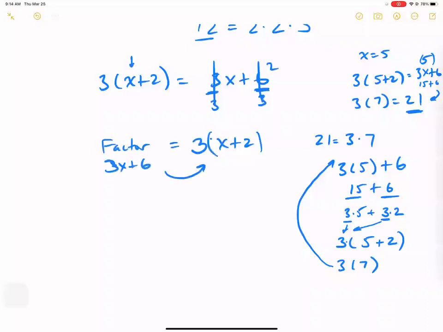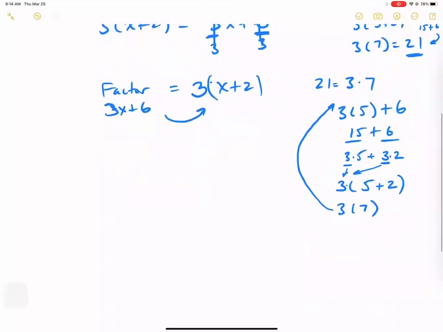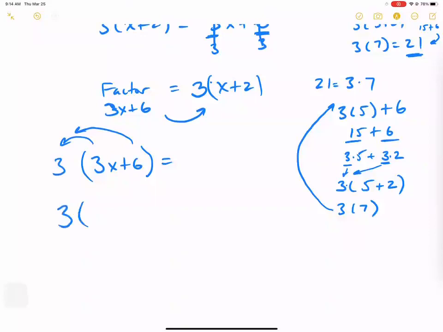Let me do this in another illustrative way. We have 3x plus 6. Tell me, what do they both have in common? They both have in common a 3, right? So take a look. I'm going to put in parentheses here. I'm going to divide out a 3, and we're just going to stick that in the front. Once we pull out the 3, what's left over? We have an x plus 2.